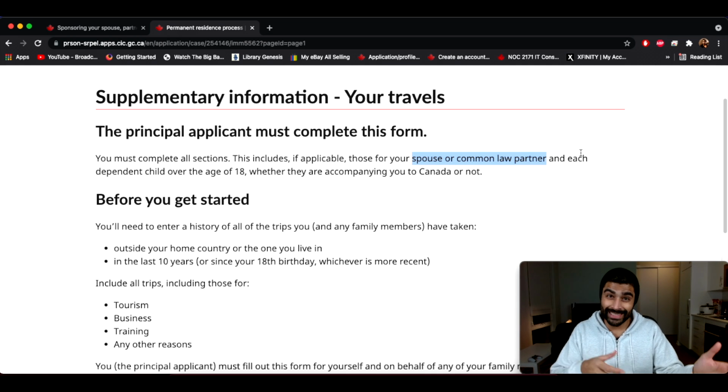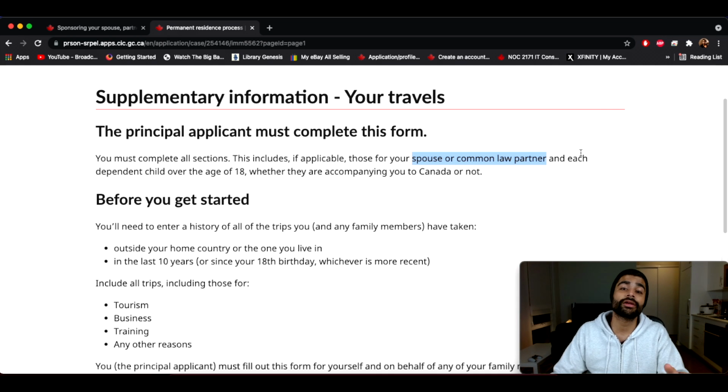So because this is a generic application form for supplementary travel information, it can apply to many permanent resident applications, not just the spousal sponsorship. That is why the option of spouse or common law partner is kind of generic. It does not apply in the case of you being sponsored by your spouse who is already a permanent resident or Canadian citizen. So don't fill information about your sponsor based on the instructions.